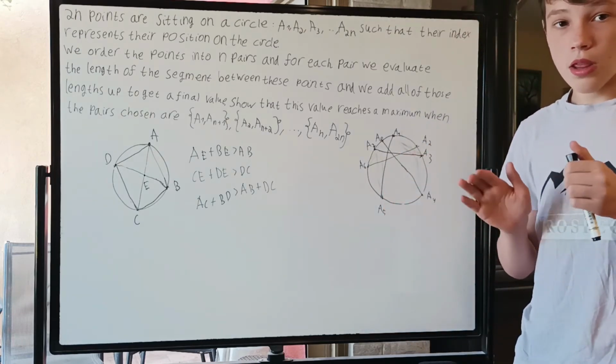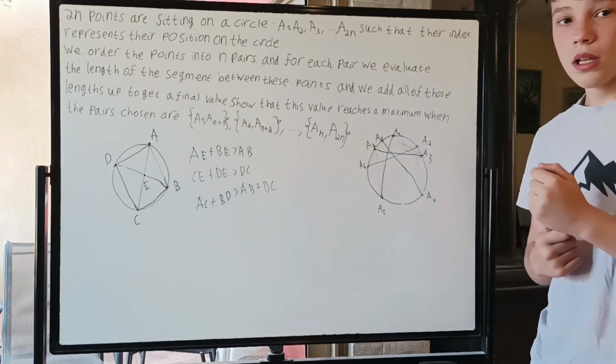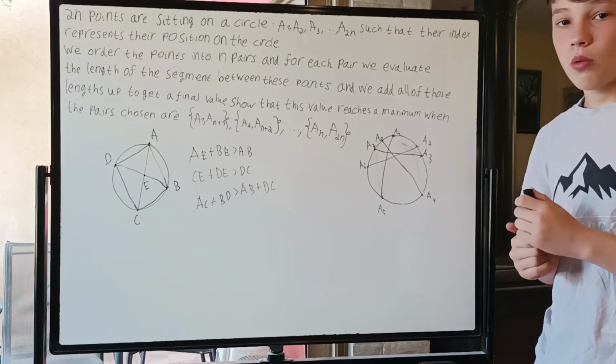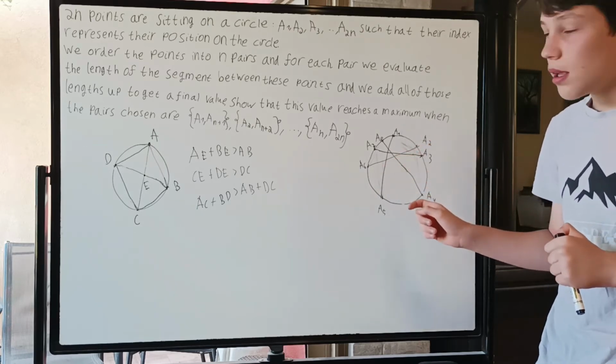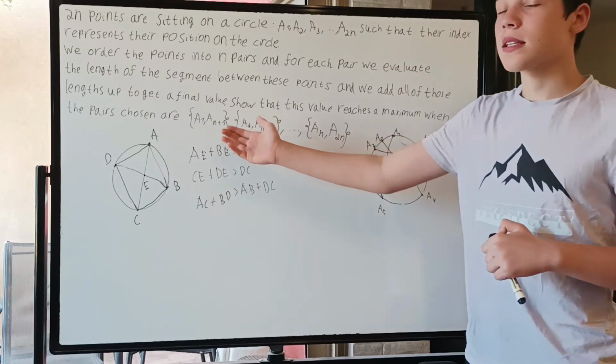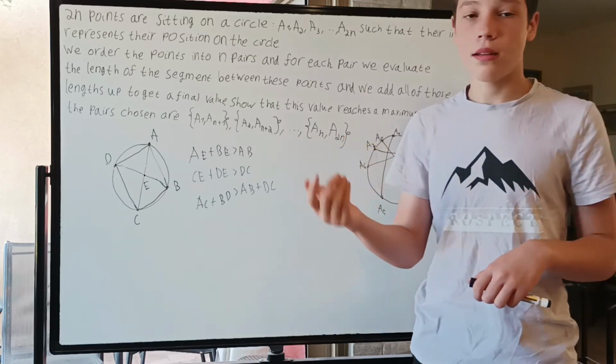So to summarize, the one thing left to show here is that the only configuration where any two segments are crossing at a point inside the circle is the one asked about in the question: A1 to A(n+1), A2 to A(n+2), up until An to A(2n).